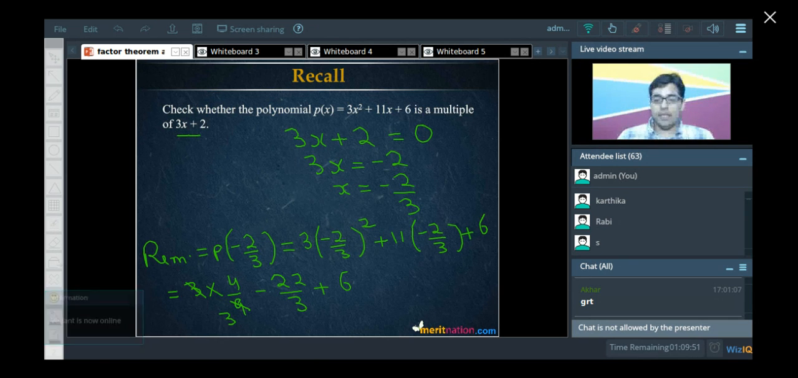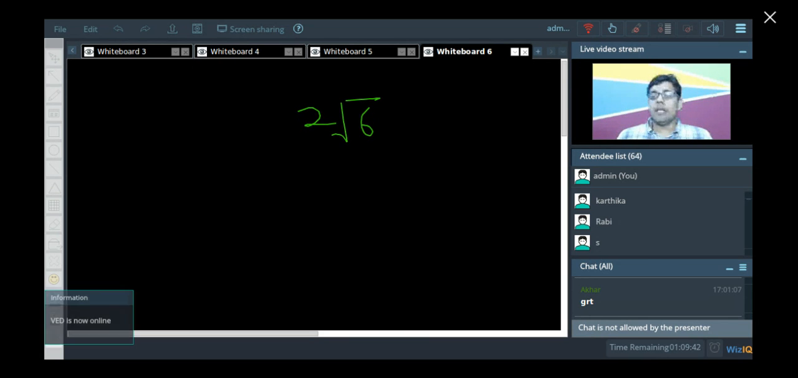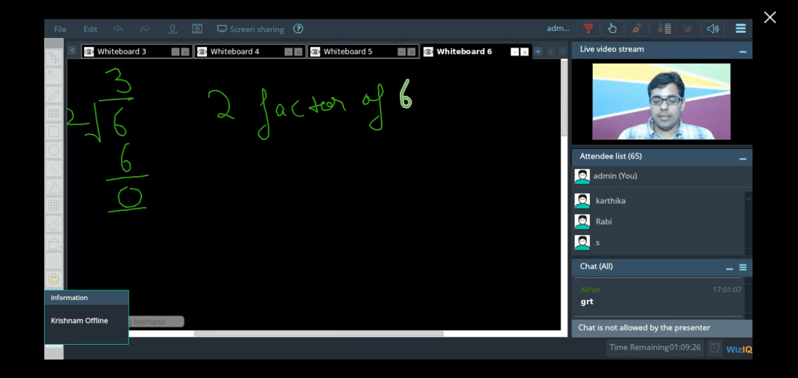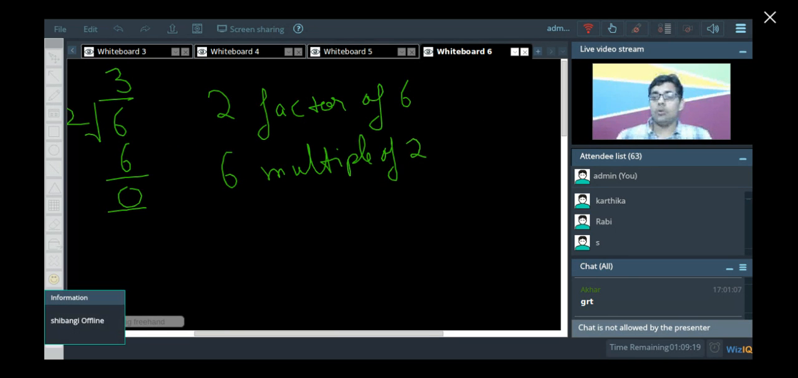I can again repeat this. Let's take a very simple example. For example, we have 6, and it is divided by 2. Now can we say 6 is a multiple of 2, or 2 is a factor of 6? We can check it by putting 3 in the quotient and then it is 6. So the remainder is becoming 0 here. So we can say 2 is a factor of 6, or we can say 6 is a multiple of 2.